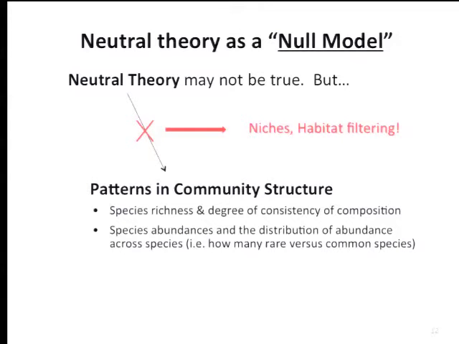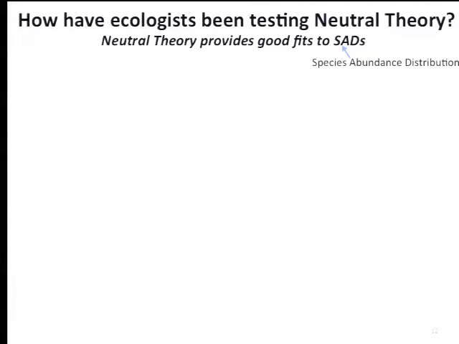Lately, I think people seem to focus on its heuristic value for just sort of seeing how stochasticity and immigration could influence communities. But I think it has this potential, and it's in part by seeing what's been done in evolutionary biology using neutral theory to detect the signature of selection that I'm inspired to try to move us towards the same thing in ecology. So how have ecologists been testing neutral theory, and why hasn't it been that informative?